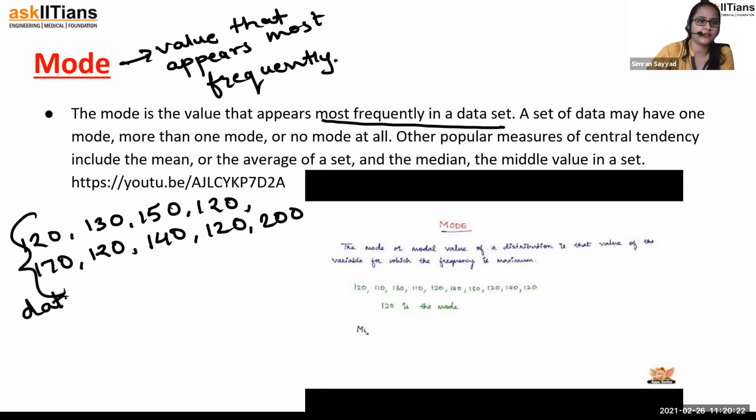You have this data in front of you, and now you are supposed to calculate the mode. So आपका mode क्या होगा? What will be the mode here? What will be the mode? Tell me.